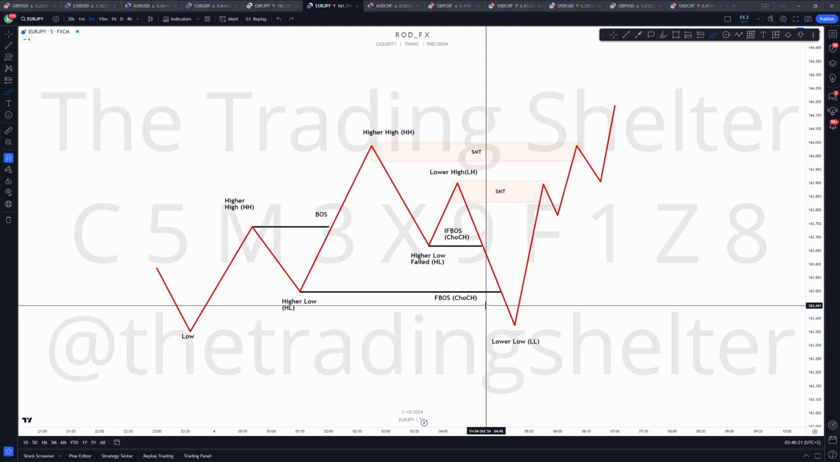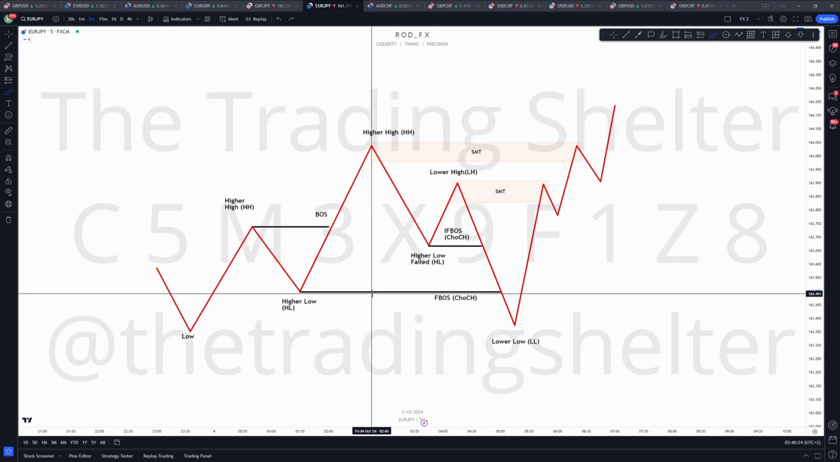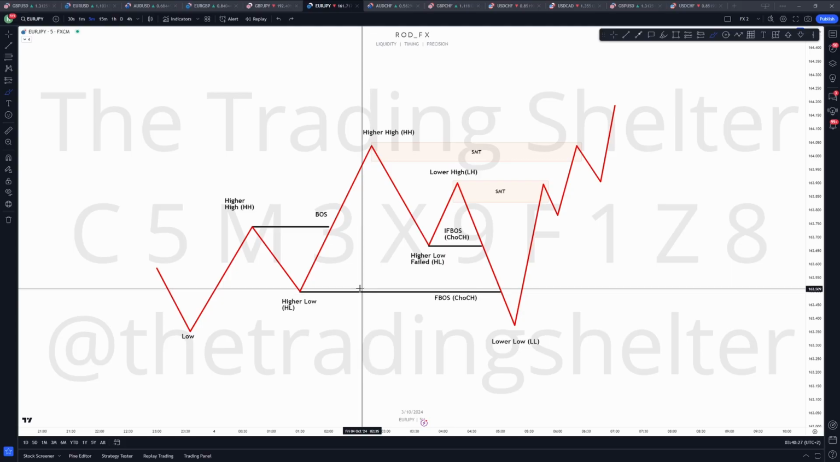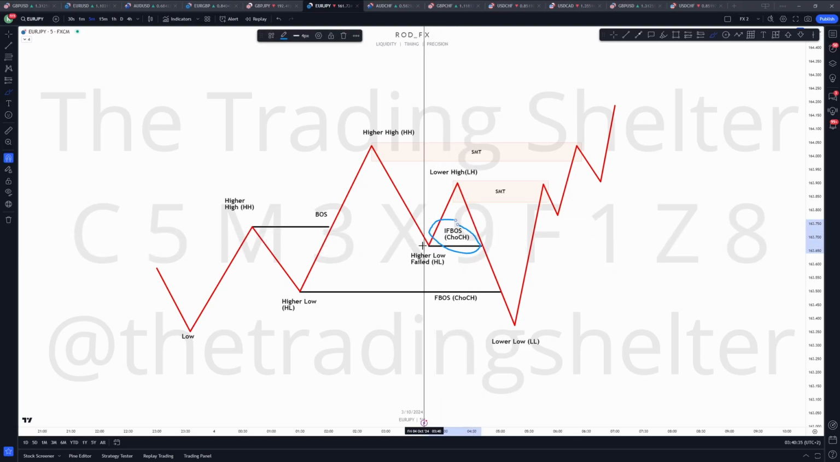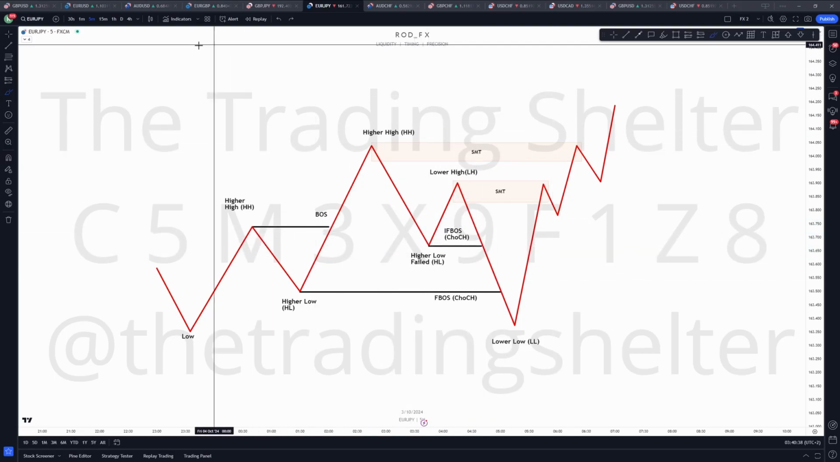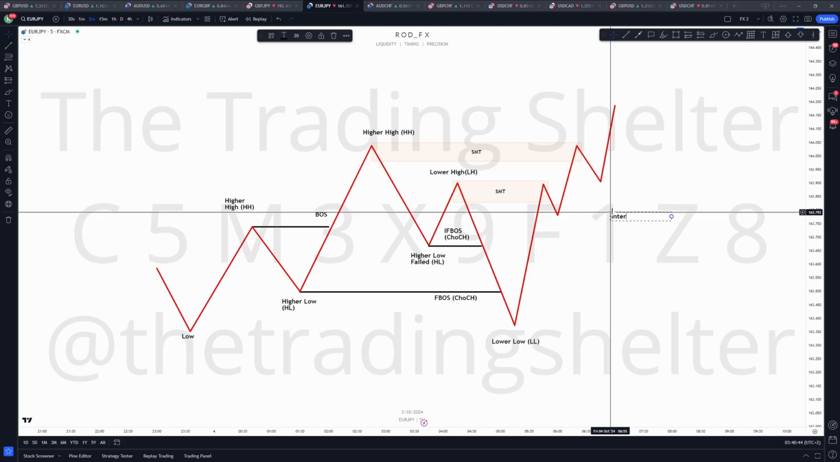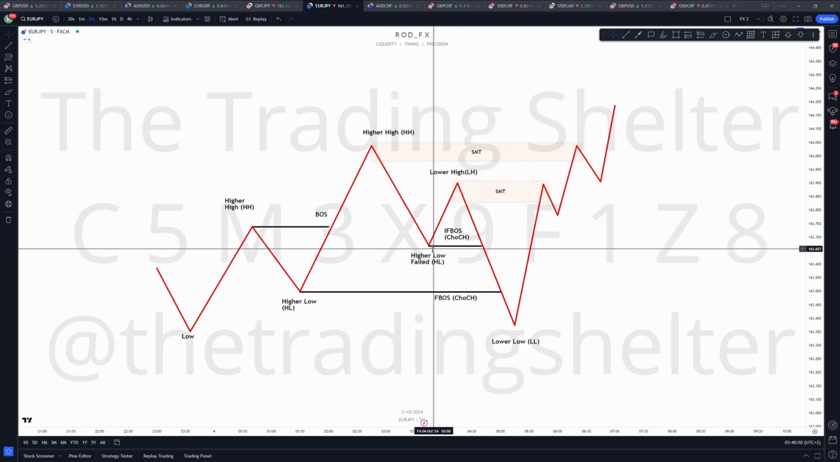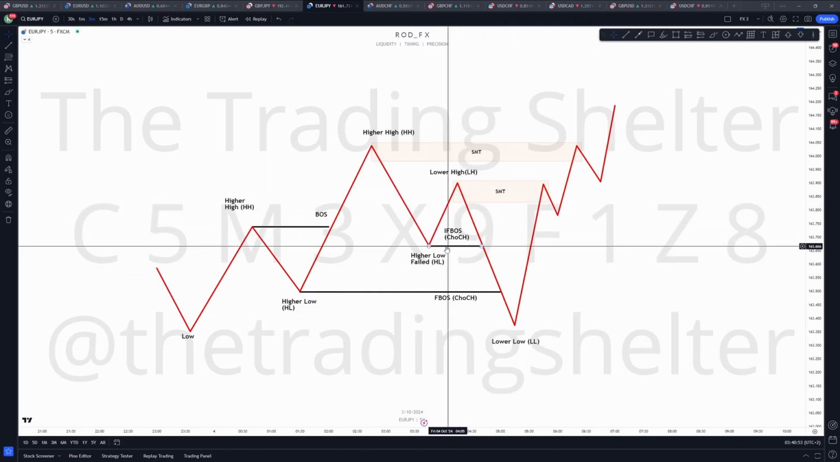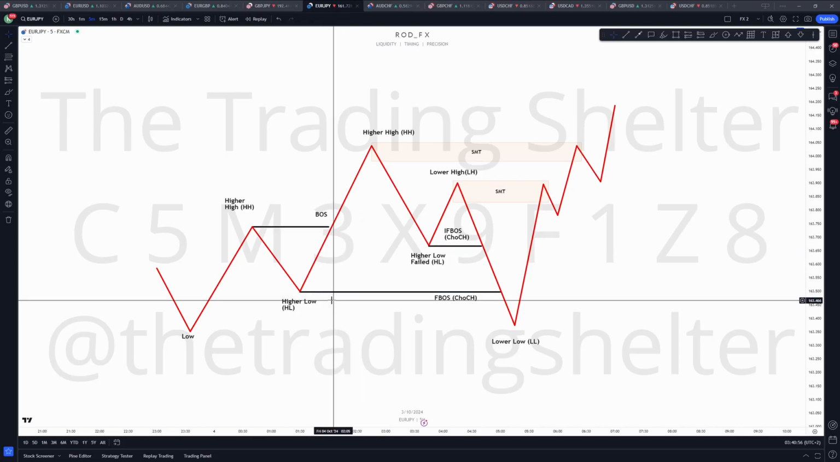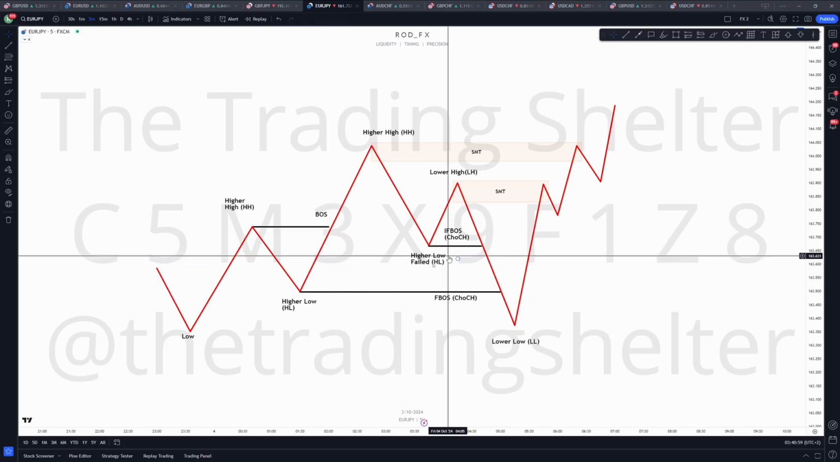Price finally makes a lower low. We decided, me and the team, to change the names because we had too much confusion. You know how we used to just say false break of structure? Now we're going to have something that we call internal break. So FBOS means internal break of structure. Basically the purpose of both of them is the same thing. It's just that one is more refined than the other one.